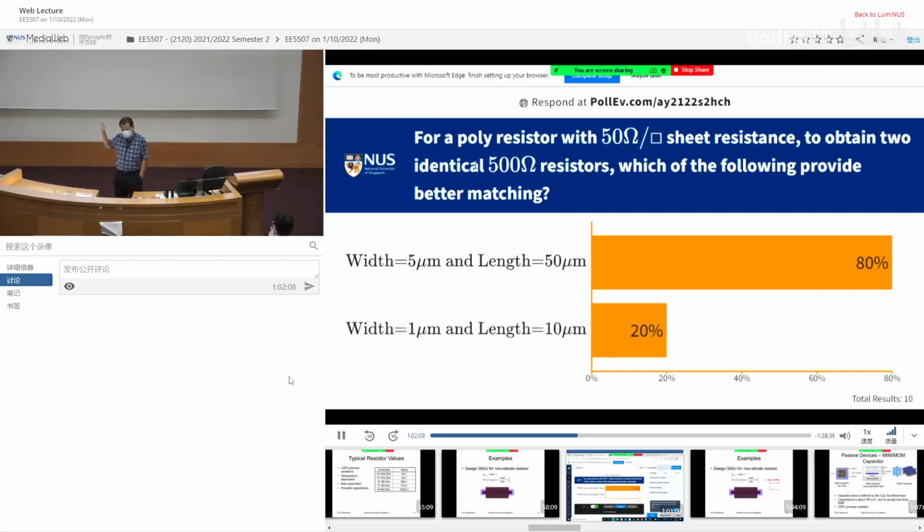This resonates with what I told you just now. When we have 50 ohm per square, you can create the same resistor value, one with the smaller area, one with a larger area. So the question now is that if you are able to create a resistor, one with bigger area, one with smaller area, which one gives you better matching? Which one will you go for?